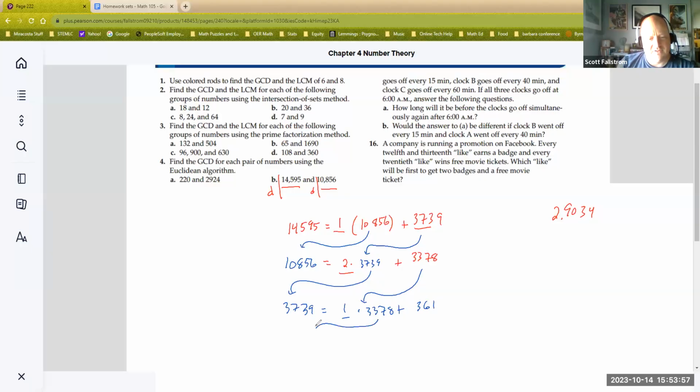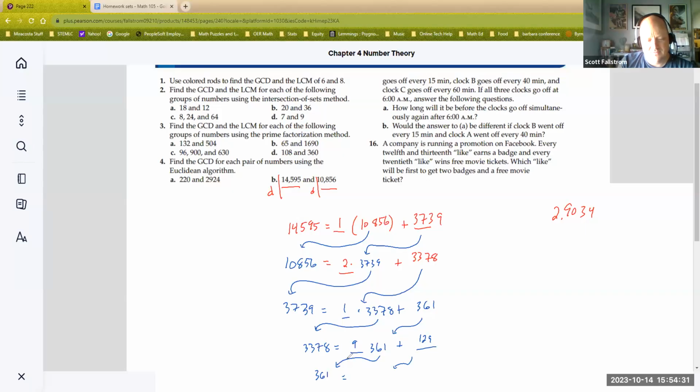And then again, all I do is keep bringing them down until I can see the answer, until I can see what's common to both numbers. I can't right now, at least I don't see very quickly what the answer is. So let's see, 3,378 divided by 361 is 9.3, so that's 9 whole times. So 9 times 361, subtract that from 3,378, and I get 129. Keep going, rinse and repeat.